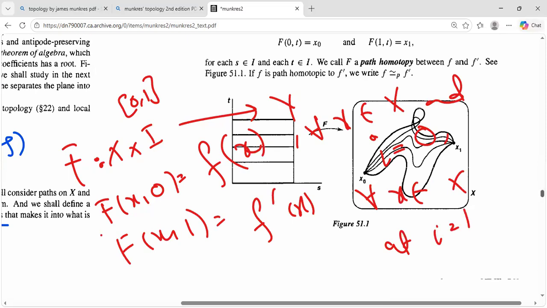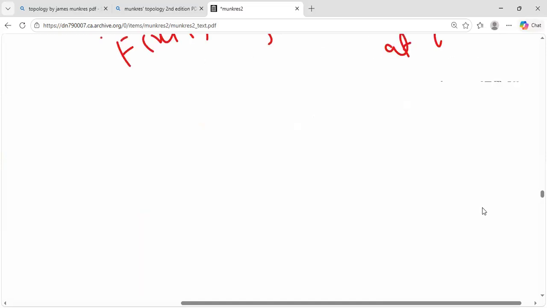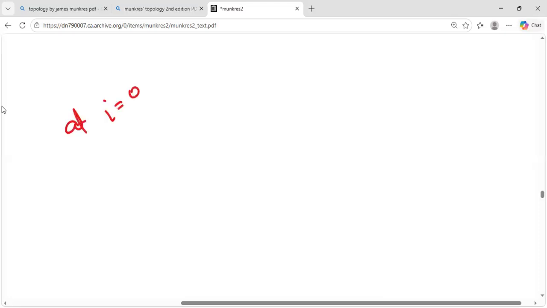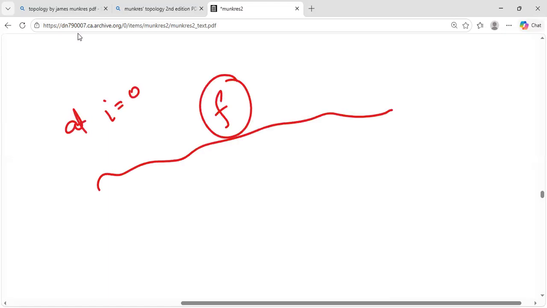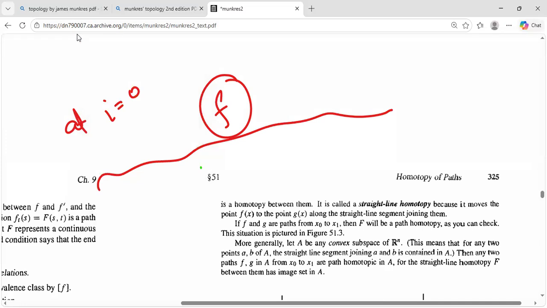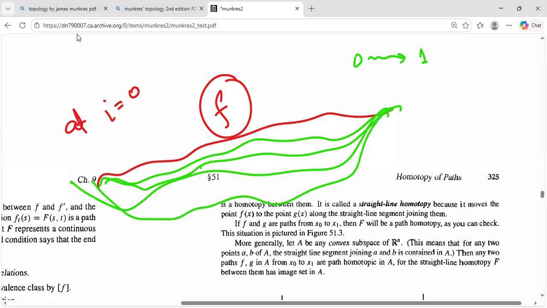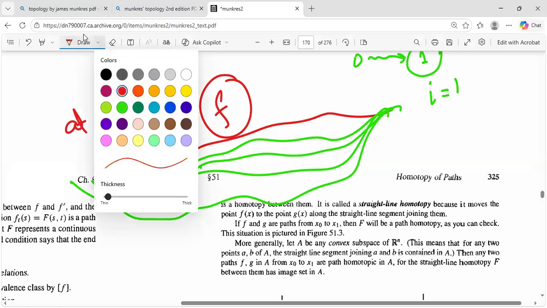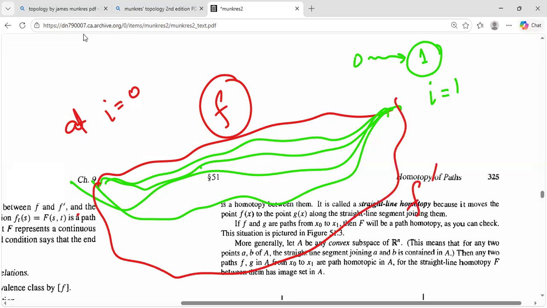Which means that at I equal to 0 we get the continuous function f, and as we go from 0 to 1 we get multiple continuous functions when we substitute values of I. When we substitute I equal to 1, we get f prime of x. So f and f prime are homotopic.